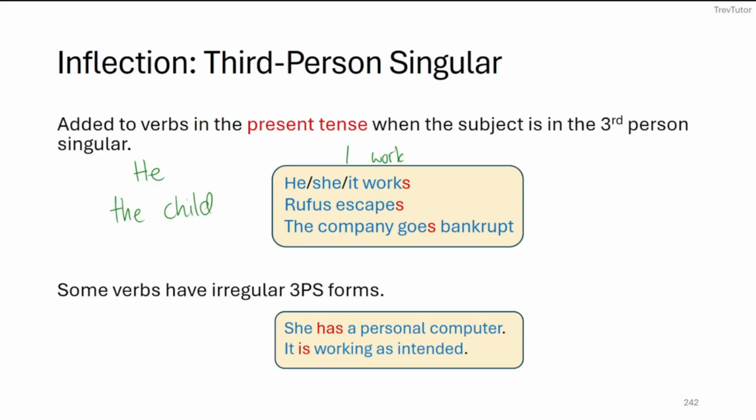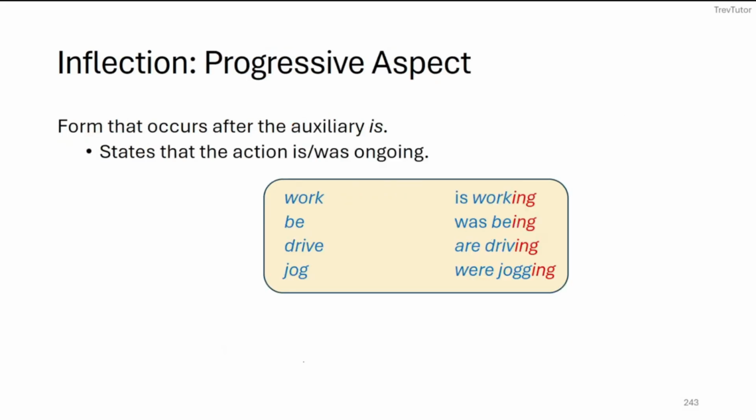Some verbs do have irregular ones. So for example, for have, the third person singular version is has, and for be, the third person singular is is. For our progressive aspect, which we call the present participle in terms of our inflectional labeling, this occurs after your auxiliary be when it's an ongoing action. So we've learned this in syntax. So basically, if you see is working, was being, are driving, or jogging, this is the present participle inflection.